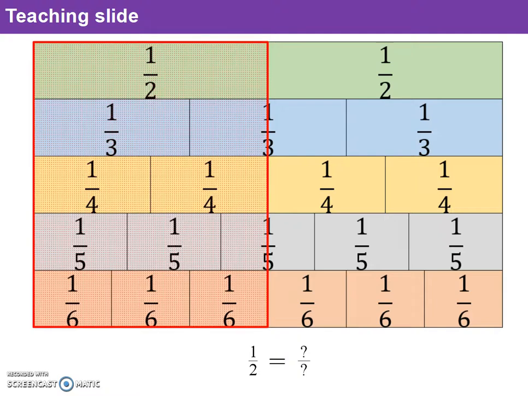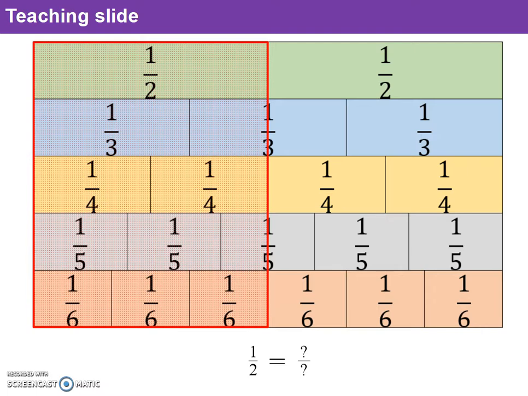Now looking at my fraction wall, we can see ones which are exactly the same size. So if we look at the thirds, for example, we can see that 1/3 is less than 1/2, but 2/3 is greater than 1/2. If we look at our quarters, we can see that 1/4 is less than 1/2, but 2/4 is exactly the same.